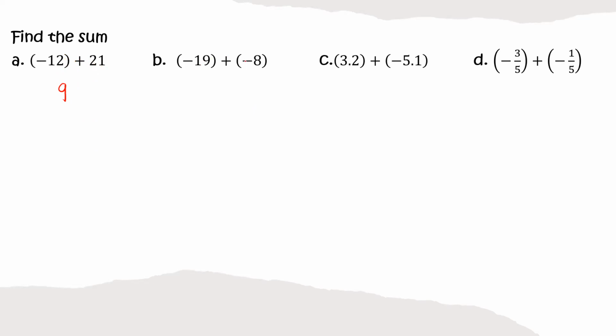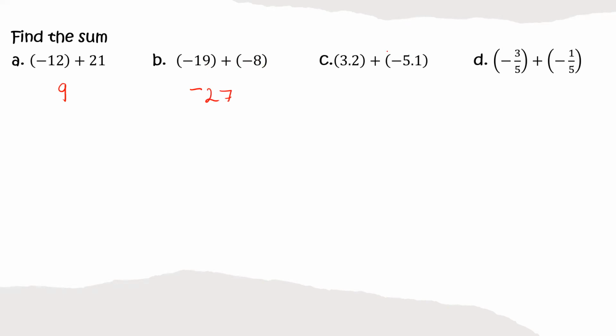All right, what kind of signs are these? They're like signs. So the answer is going to be negative. So 19 plus 8. 8 plus 9 is 17. Carry my 1, it's 27.